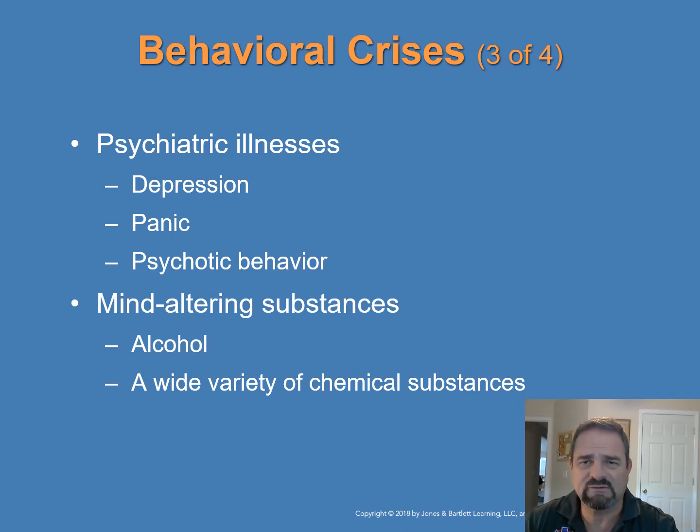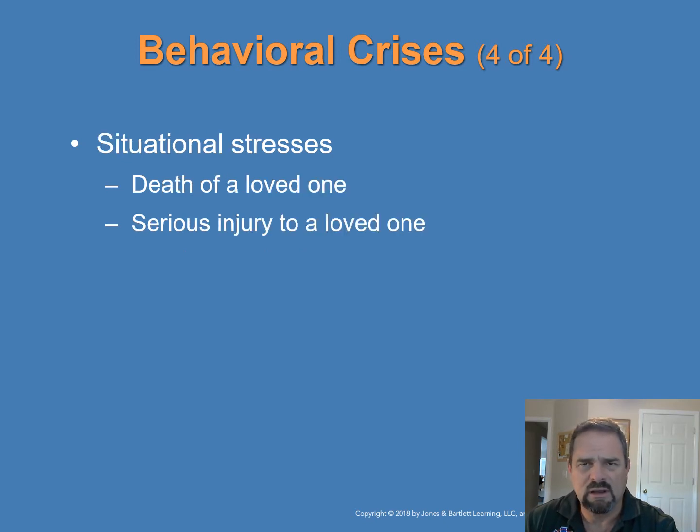And then if the patient's using mind-altering substances, such as alcohol and a wide variety of chemicals and other drugs that they can consume. And then also situational stresses. These are stresses from a variety of emotional traumas, death of a loved one, or a serious injury to a loved one. There are two examples of this.